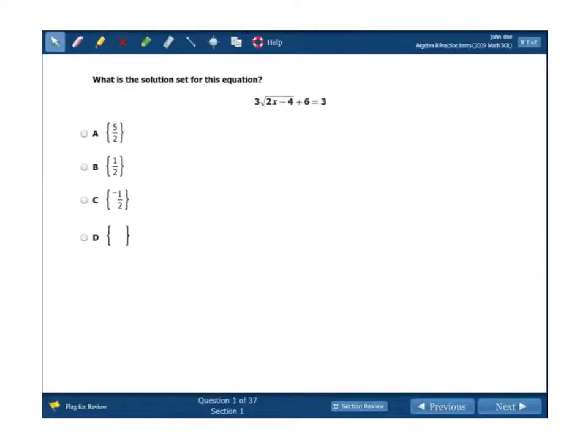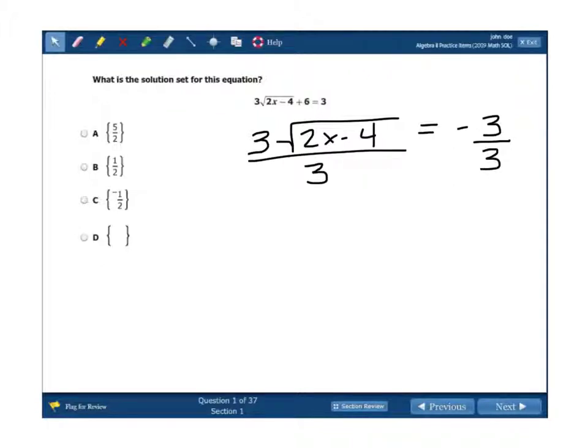First question. Radical equation. Remember, with a radical equation, we have to isolate the radical part. So let's do that by subtracting 6. So 3 root 2x minus 4 is going to equal negative 3. Divide both sides by 3. I'm already seeing a problem. Does anyone else see a problem? If you don't, it's okay, because I'm going to keep going. If you do, I'm so glad you're clued into it.